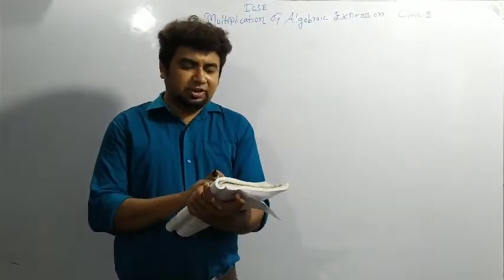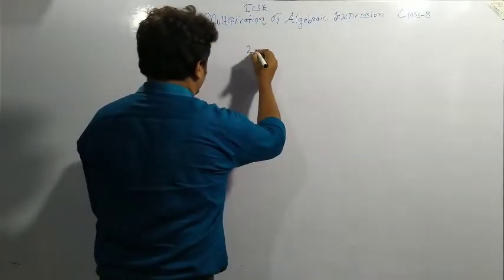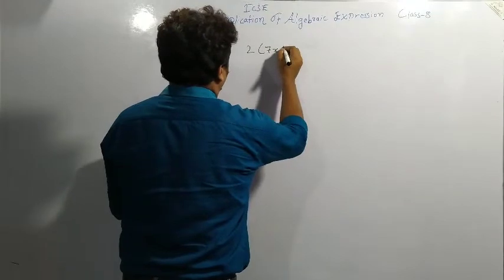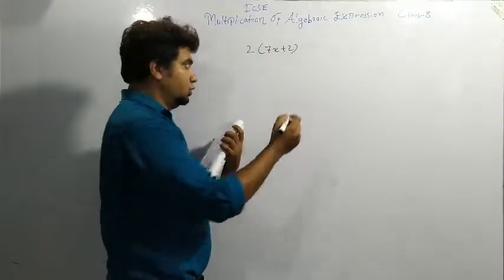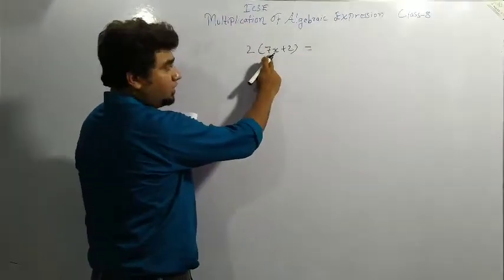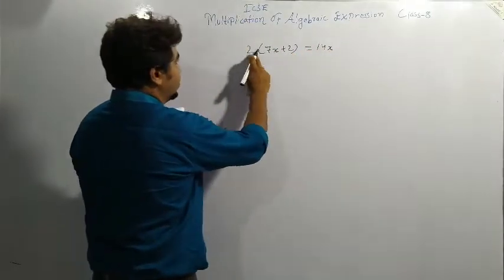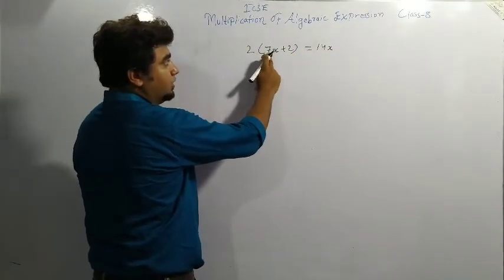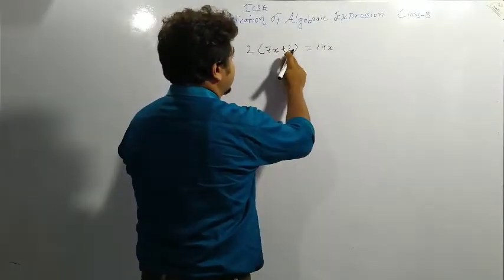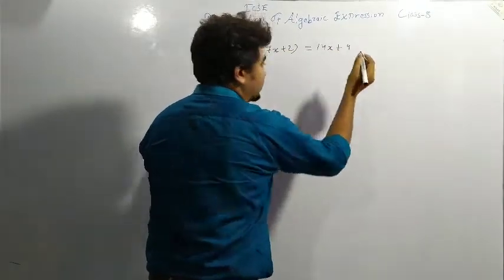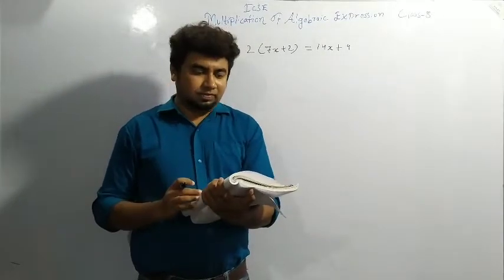Now the next topic is multiplication of a polynomial by a monomial. Here I am giving one example: 2 into 7x plus 2. You are able to see this is a monomial with a polynomial. So you multiply 2 into 7, which is 14, into x, 14x. Now 2 into 2 is 4. So 14x plus 4. This is multiplication of a polynomial by a monomial.